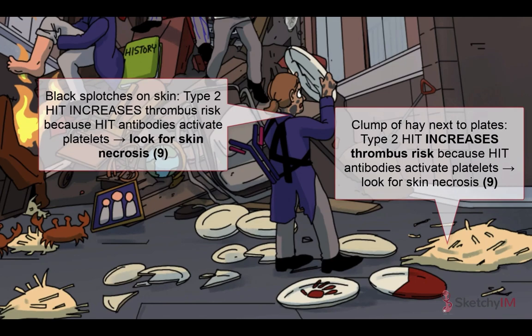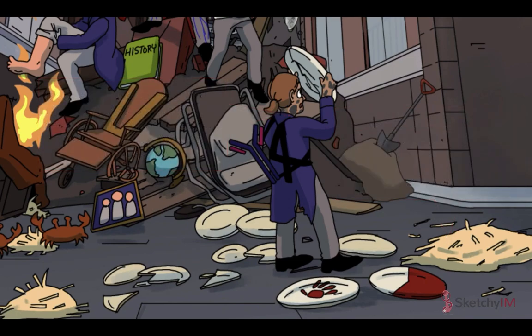Our National Guardsman just happens to be covered in dark splotches representing these necrotic lesions. If HIT is suspected, all heparin products must be discontinued immediately, and non heparin anticoagulation should be started.